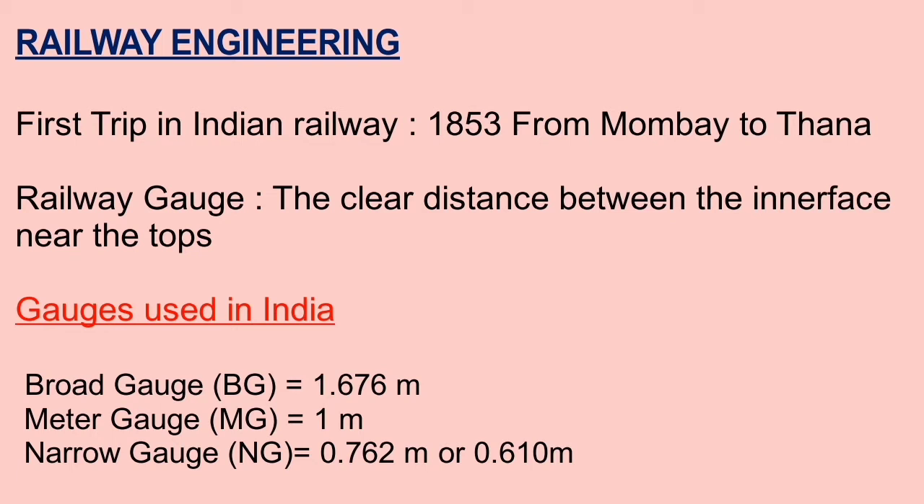Now, what is a gauge? The perpendicular distance between the inner faces of the heads of the two rails forming a track is known as gauge. The three different gauges in India are broad gauge, meter gauge and narrow gauge. Broad gauge is 1.676 meter and it is the Indian standard gauge. Meter gauge is 1 meter and narrow gauge is 0.762 meter or 0.610 meter.